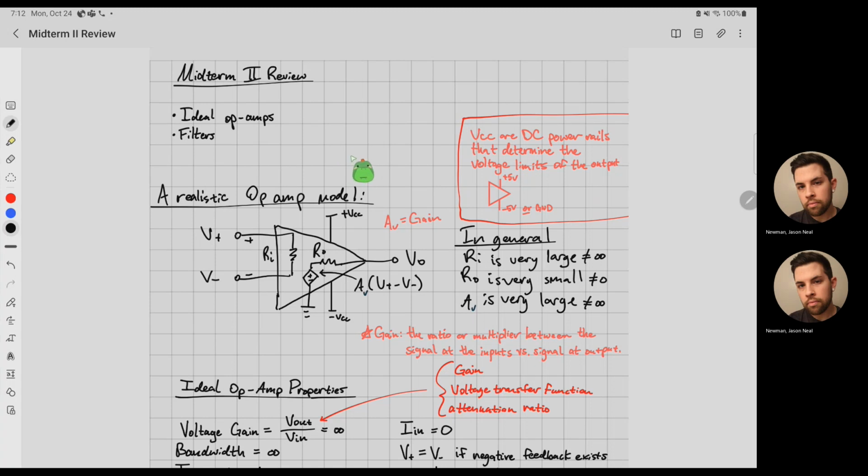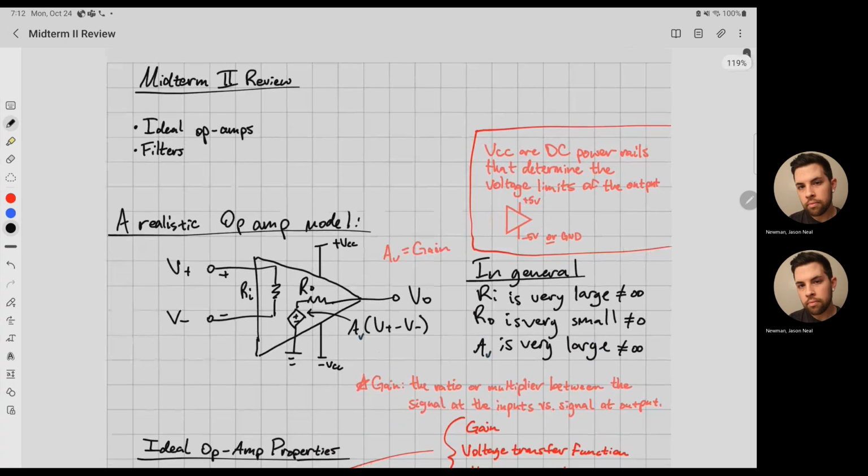I'm also doing a recording of this midterm review instead of in person, because I feel like last time, when I did the midterm one review, I was rushed a little bit, and there was tons and tons of content to go over in a short amount of time. Luckily, this midterm really only has two primary topics to go over, so I'm going to do my best to go over these in detail and work out some examples for you guys. So let's go ahead and get started.